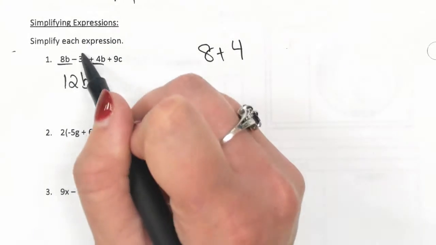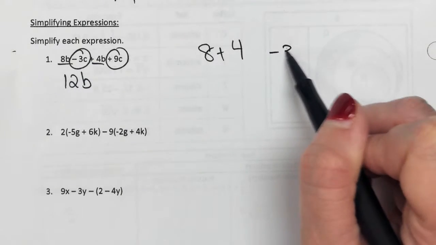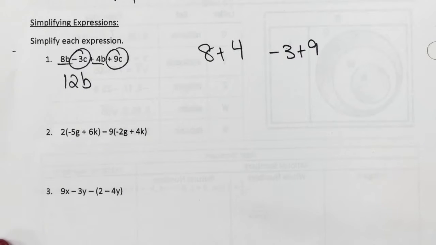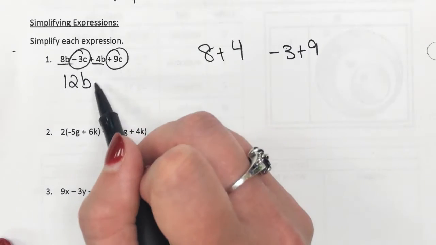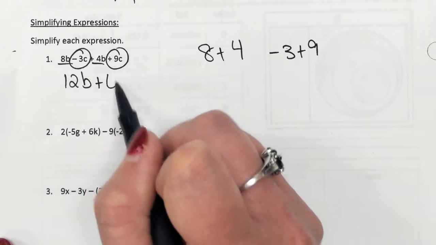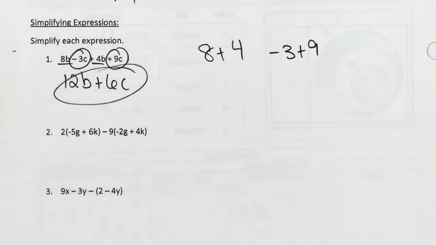All right, then you got negative 3C, and that's a positive 9. So you got negative 3 plus 9. How much is that? What kind of 6? There you go. And we'll take that further later. Does that make sense to everybody?